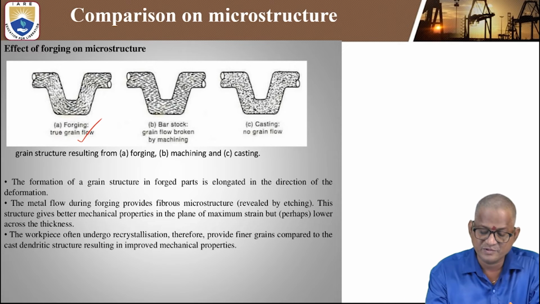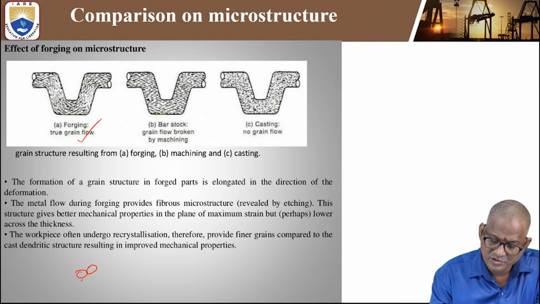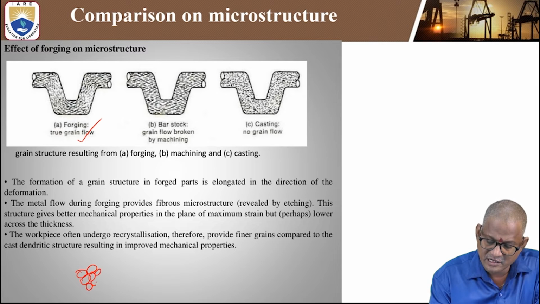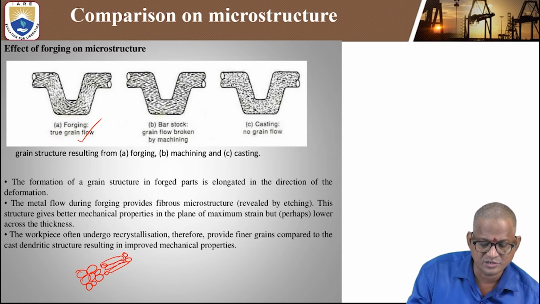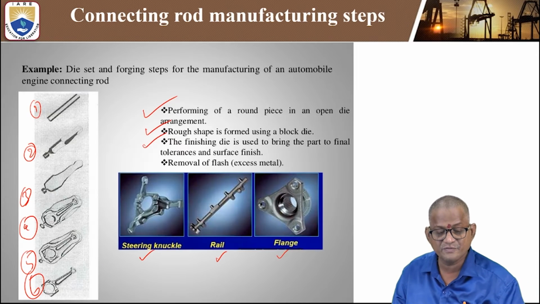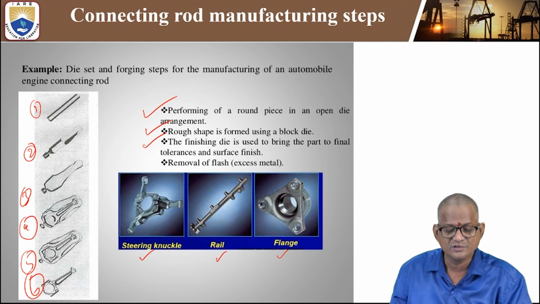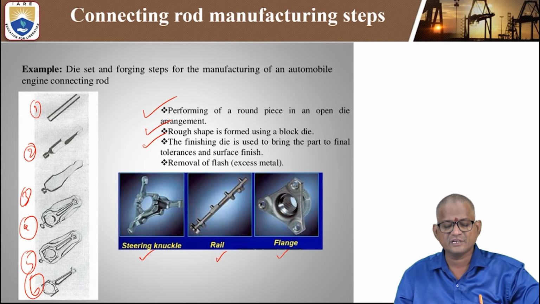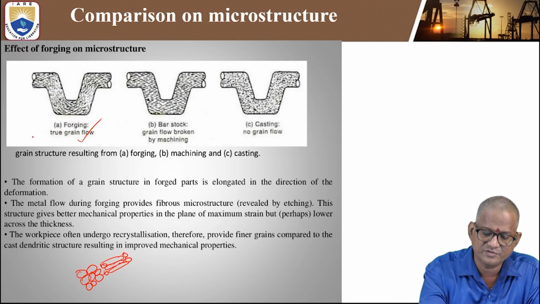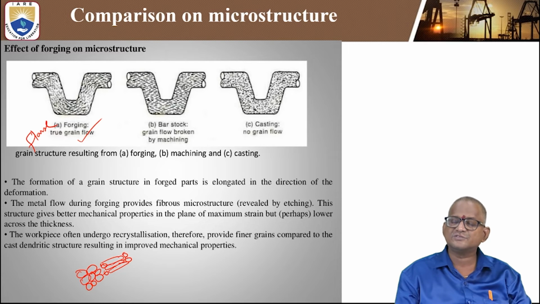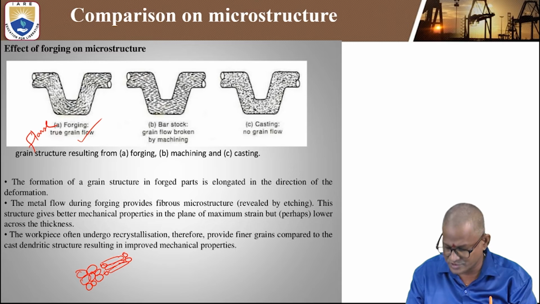So initially some grains are there, and they will elongate. This will elongate, and some other tools are there. And third, the effect of the work is seen in the flange and the railway knuckle. This is called a flange, which can be widely used in this type of forging process.